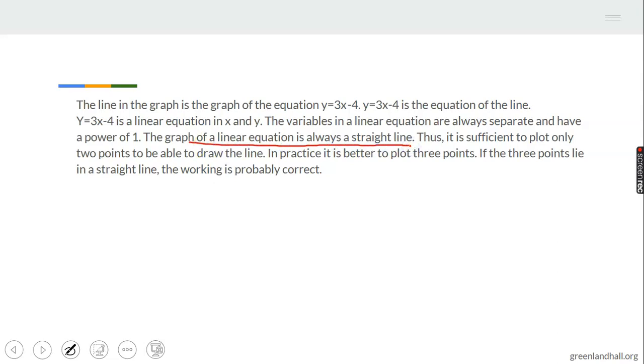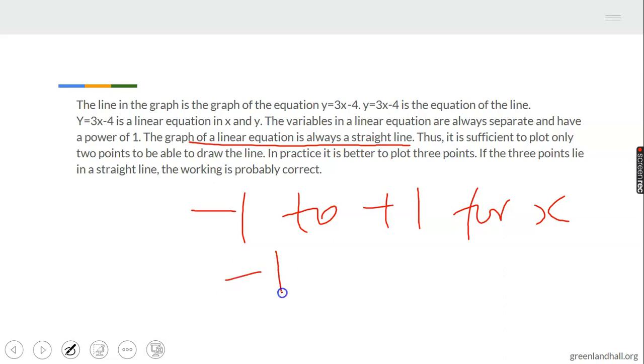Then it is sufficient to plot only 2 points to be able to draw the line. So don't pick numerous points. And because we'll be using 2 equations, I will advise that we use -1 to +1 for any of the values that we want to use. That is the value of x. So if 3 points lie in a straight line, the working is probably correct. Yes, because this will give us 3 points: -1, 0, then +1. These are 3 points on x.